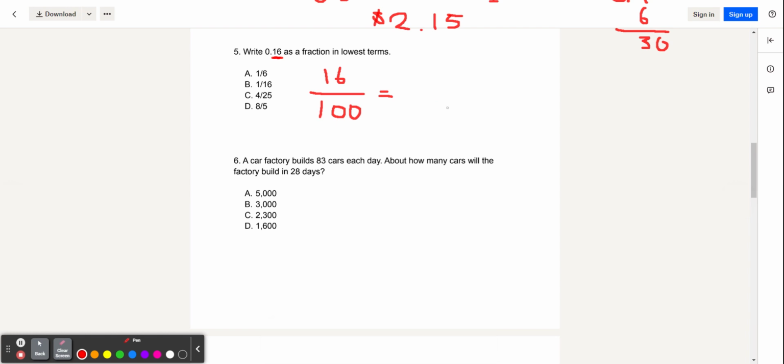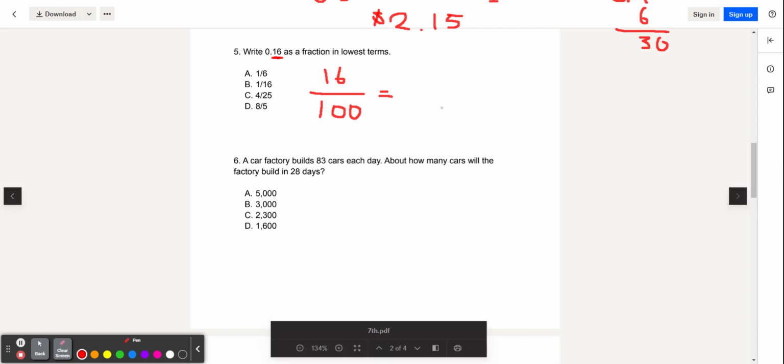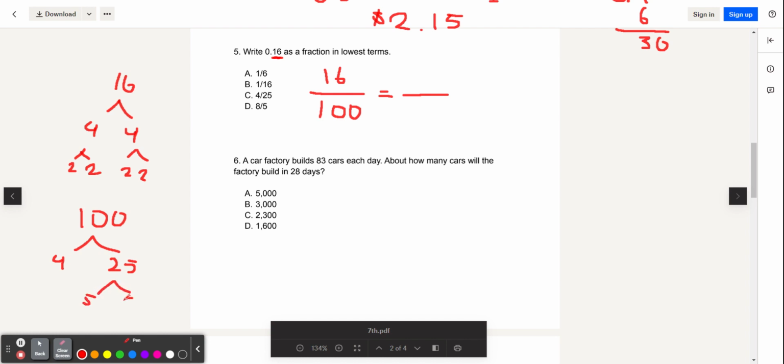Now, we just need to simplify. We will note that both 16 and 100 are divisible by 4. If you don't see that, you can simply prime factorize. You'll note that 16 looks like this, and 100 is 4 times 25, which is 5 times 5. I would break this up further, but we don't need to. We can see that they share a common factor, 4. So let's divide both the top and bottom by 4 to get 4 over 25. And then they don't share any more common factors. So this is the simplest it can be, which is C.